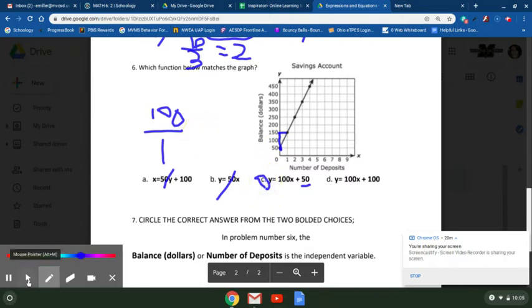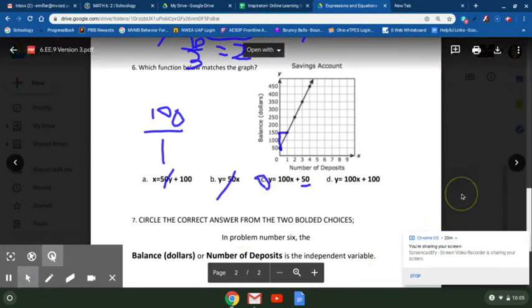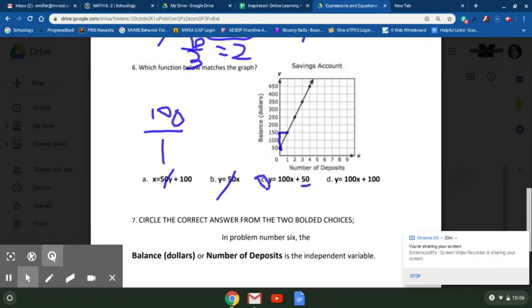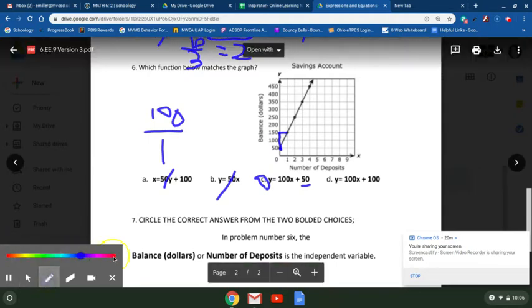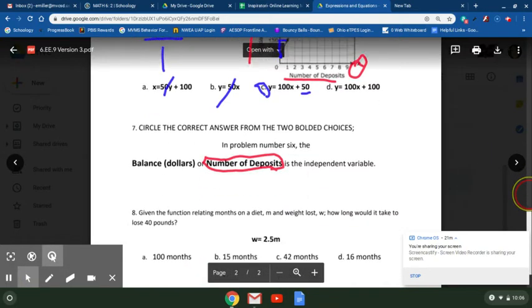Now, for number 7, if you take a look at number 6, it says the balance in dollars or the number of deposits is the independent variable, and we're supposed to circle the answer. The independent variable is always your X, which is number of deposits here. The Y is always your dependent variable.